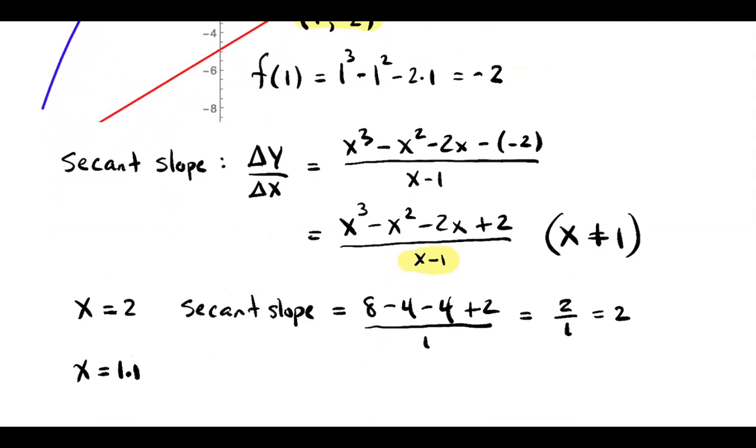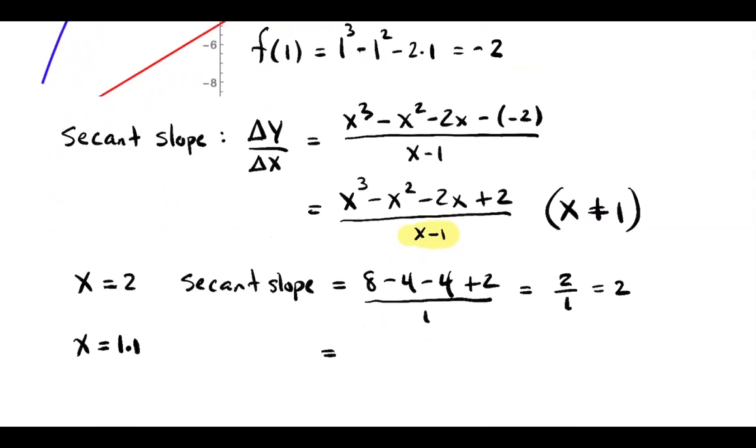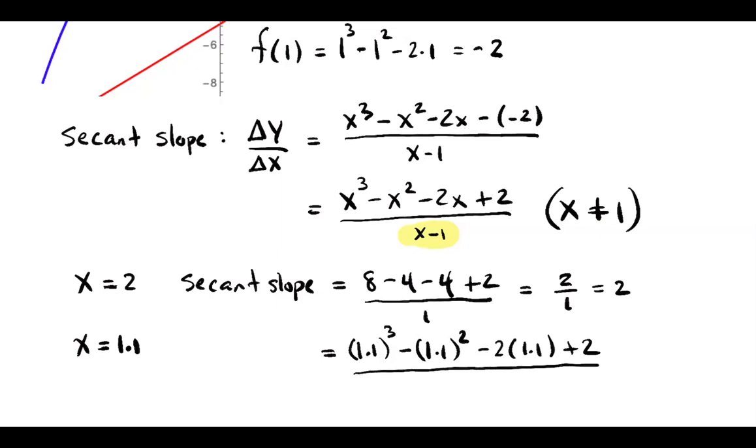What would we have to do? We'd have to say, well, the secant slope is, this time I'm just going to write it out, and then you can pause the video and do the calculation, but you'd have to take that 1.1 and cube it. It's probably something you want to do on a calculator for speed. Then you have to take 1.1 and square it. You have to subtract 2 times 1.1 and add 2. And divide all of that by 1.1 minus 1. That'll give you some new secant slope.